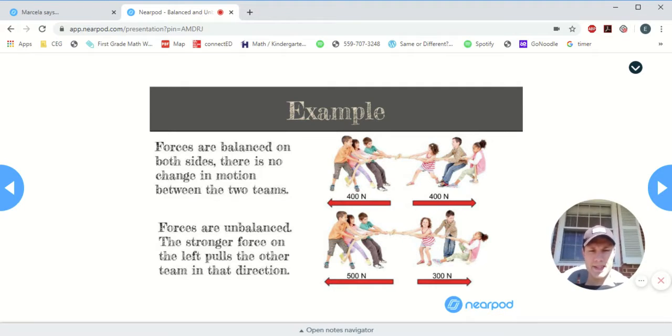We say it's balanced. But over here, because some of these people are stronger, these forces are unbalanced because the team on the left is pulling with more force than the team on the right. So the rope is going to move towards the left team. Since the rope is moving, we say the forces are unbalanced. It's true.